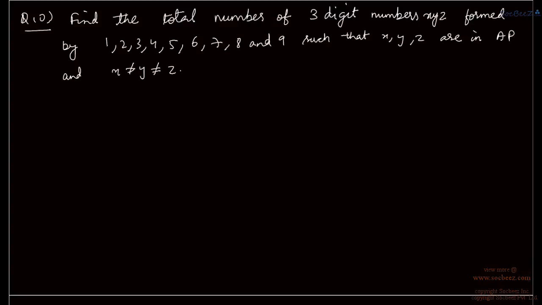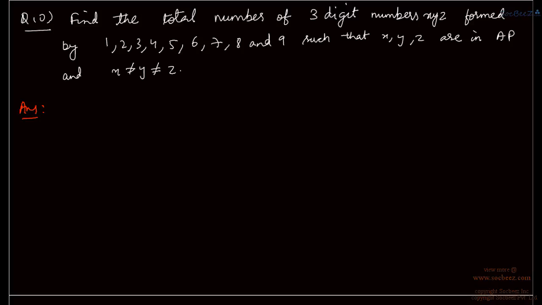Now this question: find the total number of 3-digit numbers xyz formed by 1, 2, 3, 4, 5, 6, 7, 8 and 9 such that x, y, z are in AP and x is not equal to y is not equal to z. Okay, so first of all, we cannot use the digit 0, right? So be careful with these kind of questions. 0 is omitted, there is no 0 here. Now let us look at all these numbers one by one, all the cases.